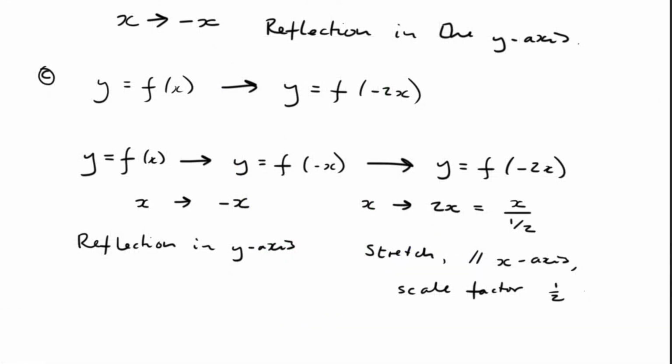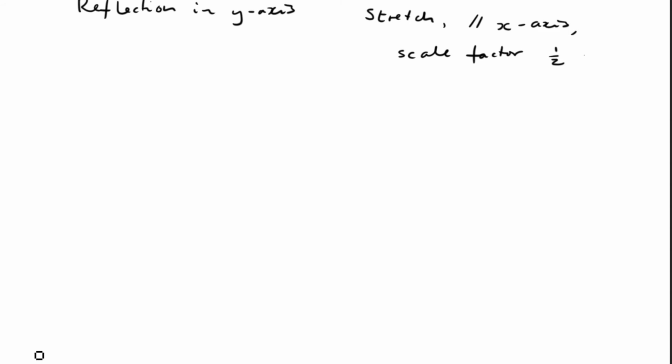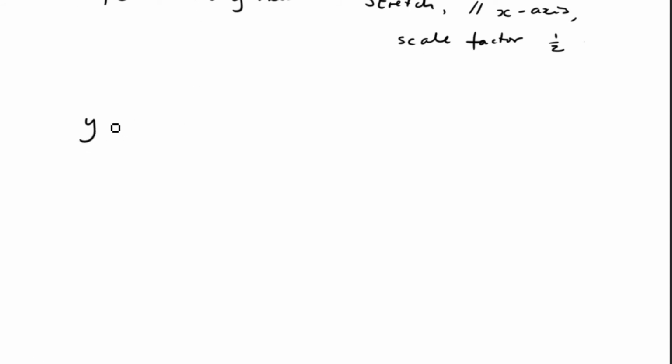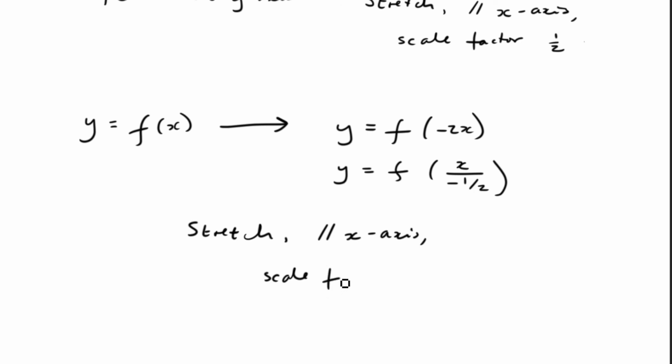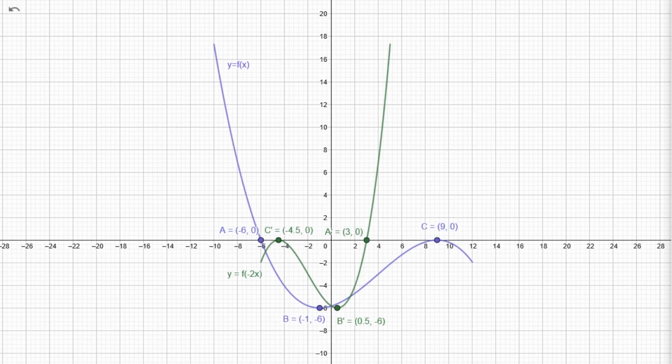Now I did say there was an alternative way of looking at this. We could say instead that we were going from our original curve, y equals f of x, and turning that into y is f of negative 2x, which we might realize we could rewrite the destination as f of x divided by negative a half, which means that we could just follow one of our stretch rules, and we could say that the transformation is a stretch, it is parallel to the x-axis, and it is of scale factor negative a half. And looking again at our final curve, that sort of makes sense.